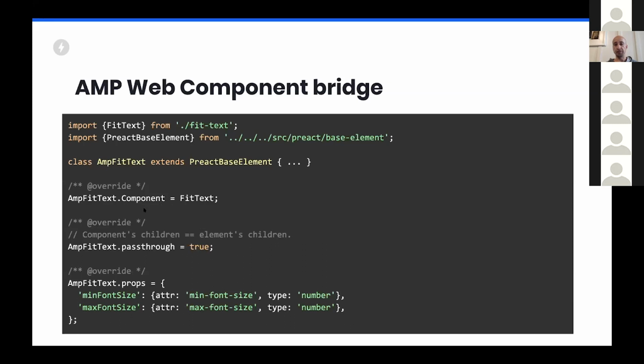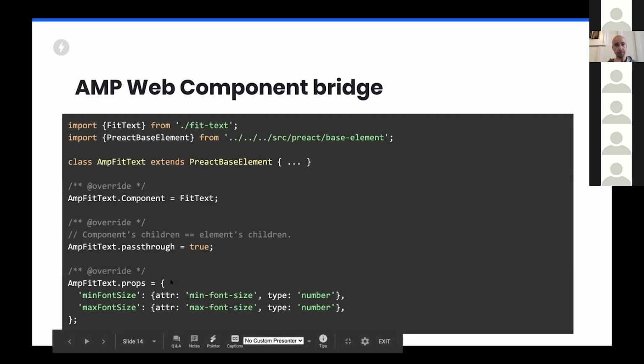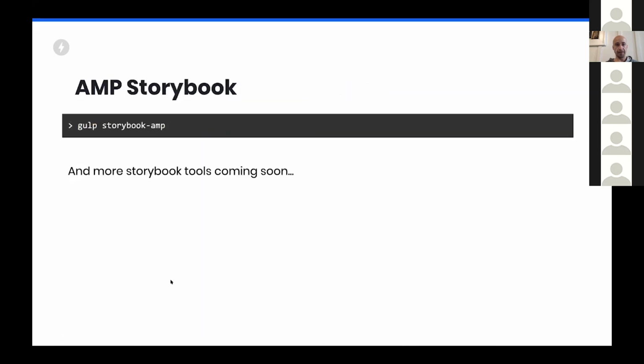It instructs it to pass through all of its children. And it also maps a few attributes like min and max font sizes. Okay, next slide. And again, we don't want to go too far. We want to immediately jump and build a storybook. And you can run it using the gulp storybook amp command. So very quickly, let's take a look at what that storybook looks like on the next slide.